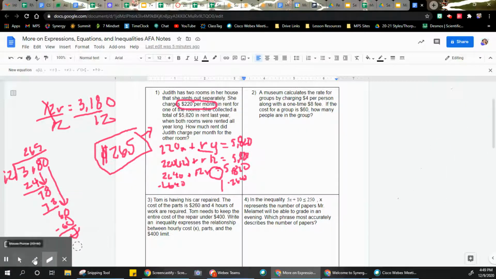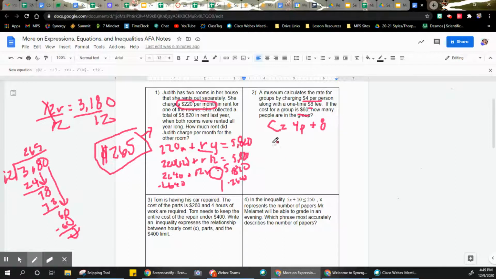Okay, my next one says that a museum charges the rate for groups by charging $4 per person, along with an $8 fee. If the group cost was $60, how many people were in the group? So let's write the equation first. We know that the total cost is equal to $4 per person, so that's 4 times P, plus the initial fee of $8 for the group. So it's C equals 4 times P plus 8.